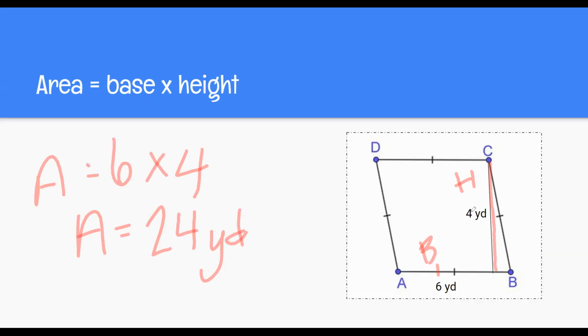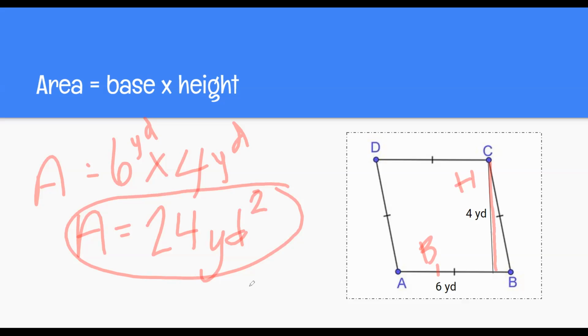With area, my yards is going to be squared, since I'm really multiplying 6 yards times 4 yards. So my answer is going to have a square in it. Okay, so multiplying, make sure you add whatever the unit is, if it's yards, inches, feet, meters, centimeters. Looking at your homework, those are about the only ones that you are going to see. So make sure you're writing it with inches squared, yards squared, meters squared, whatever the unit is for that example.